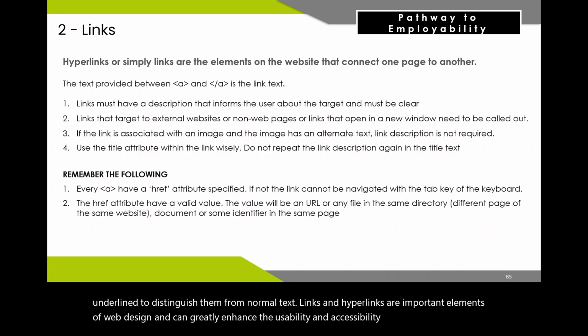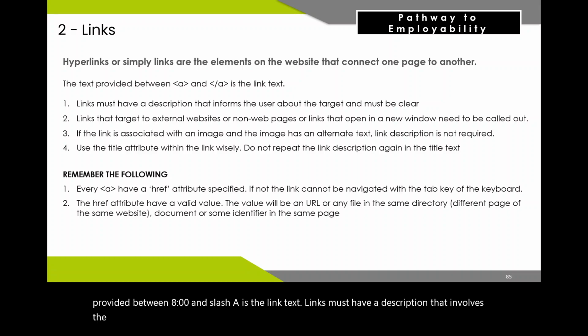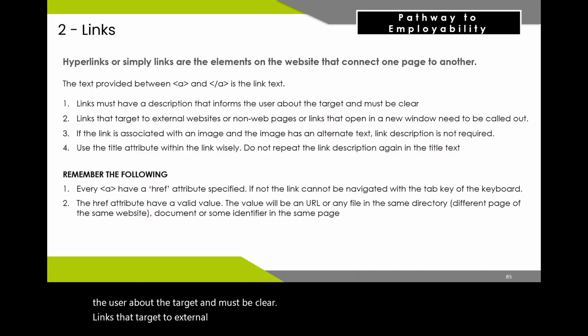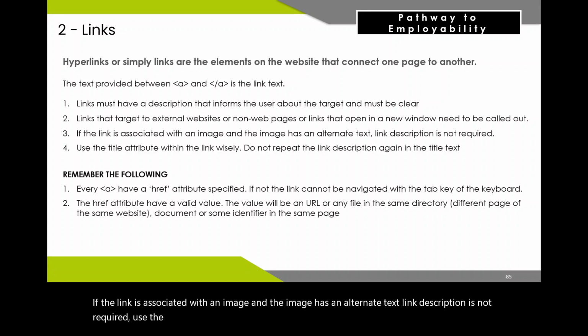a website. The text provided between <a> and </a> is the link text. Links must have a description that informs the user about the target and must be clear. Links that target external websites or non-web pages, or links that open in a new window, need to be called out. If the link is associated with an image and the image has an alternate text, a link description is not required. Use the title attribute within the link wisely. Do not repeat the link description again in the title text.